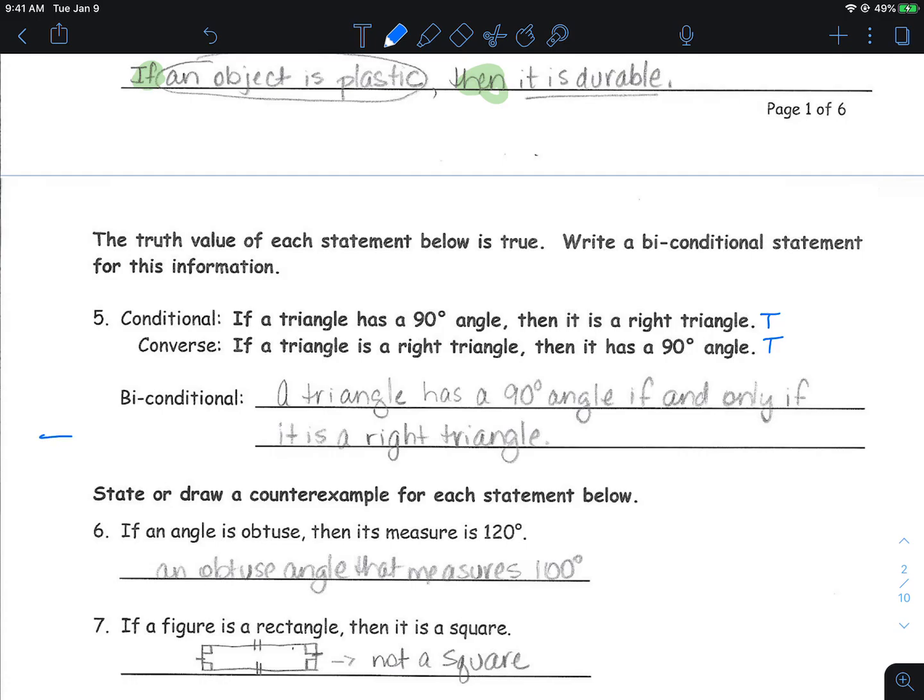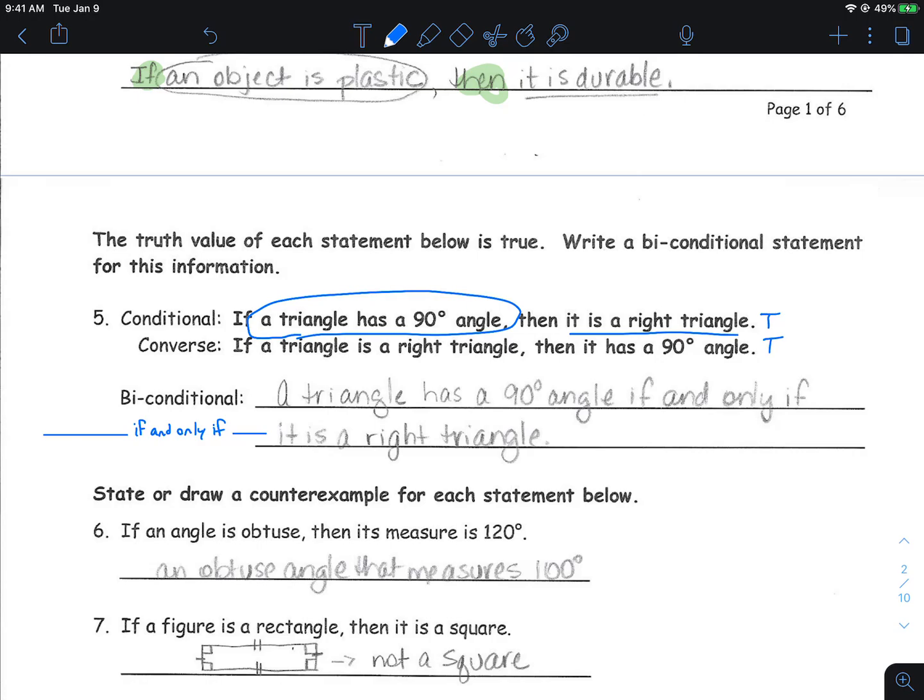The big thing you want here structurally for a biconditional is you want if and only if. Okay, and that goes between your two statements. That goes between the hypothesis and the conclusion. And technically, it doesn't matter on the order of the hypothesis or conclusion, but if and only if is there.